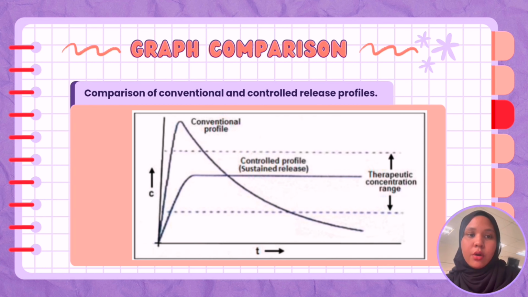This slide shows the graph of the relationship between the concentration and the time taken for the controlled release tablet and the conventional tablet in the body. So for the conventional profile, it took a short period of time for it to diffuse and to be excreted from the body. Meanwhile, the controlled profile took a longer time for it to diffuse in the body and be excreted from the body.